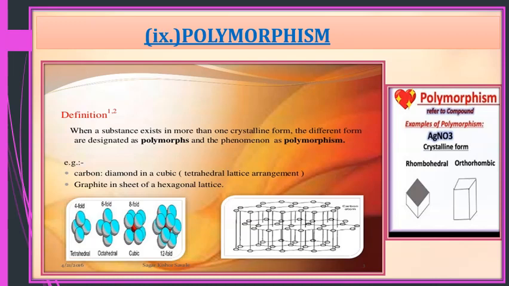The next is polymorphism. It is the opposite of isomorphism. When a substance exists in more than one crystalline form, the different forms are designated as polymorphs, and the phenomenon is polymorphism. That is, silver nitrate exists in two different geometrical structures, rhombohedral and orthorhombic. This concept is called polymorphism.